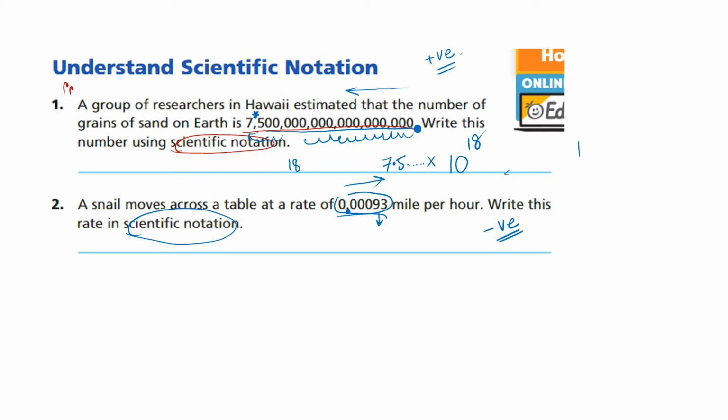Now let's see how much you will move. 1, 2, 3 and 4. So it means 4 places you move to the right. So you will write 9.3 times 10 to the power of 4 places, but to the right it means minus 4. I hope that the idea is clear.